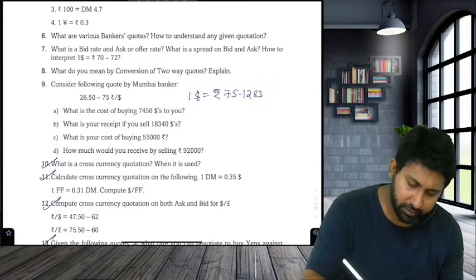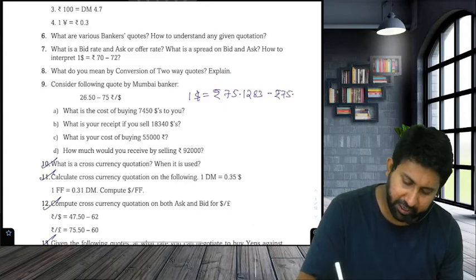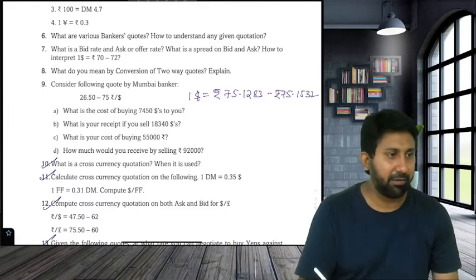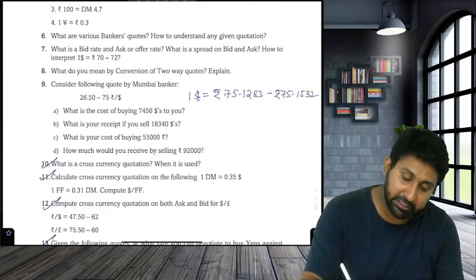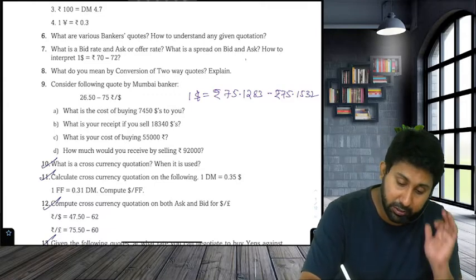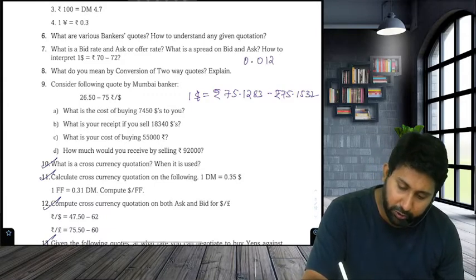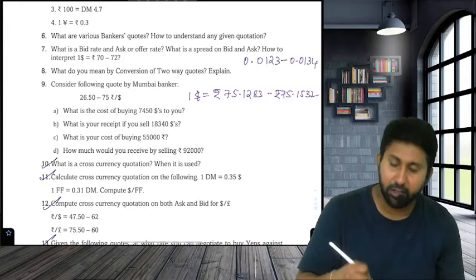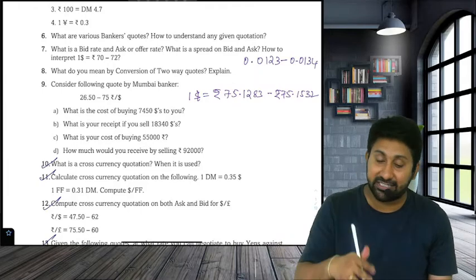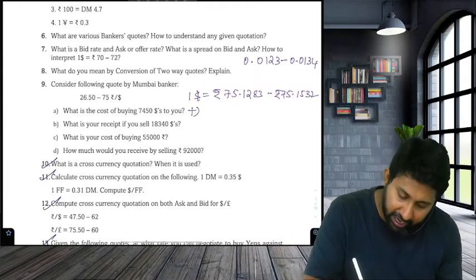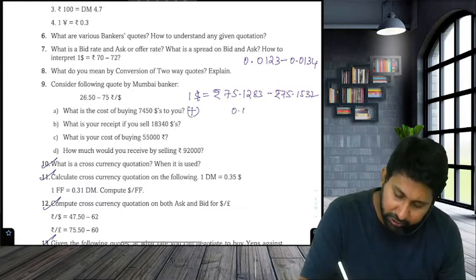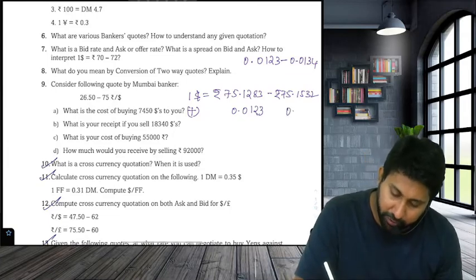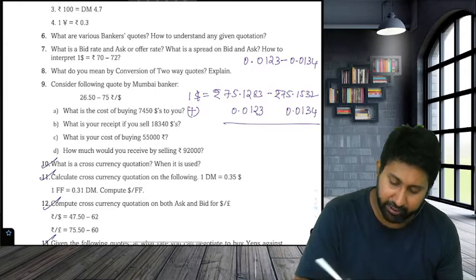Dash rupees 75.1532, some number you take randomly. I have given swap points, ticks, in this way: 0.0123 dash 0.0134. This is given in ascending, increasing trend. We have to add. So add 0.0123, next 0.0134. Add it. Take calculators, everyone.